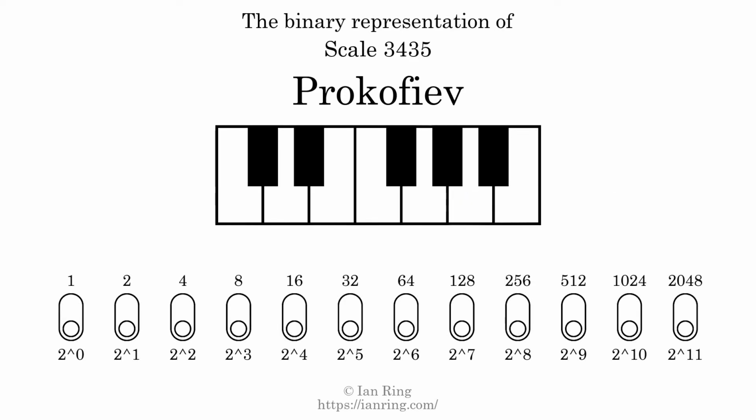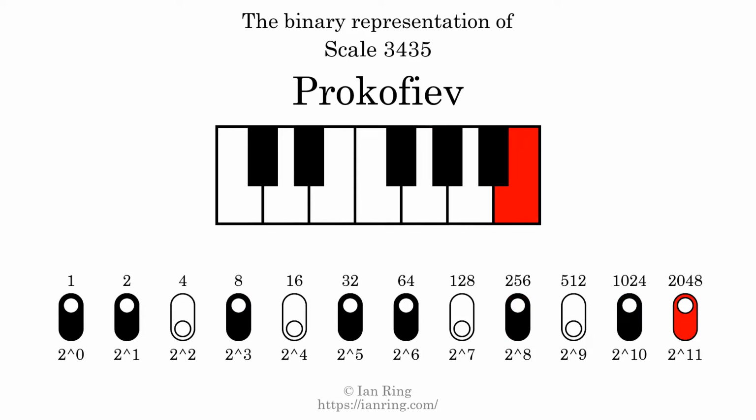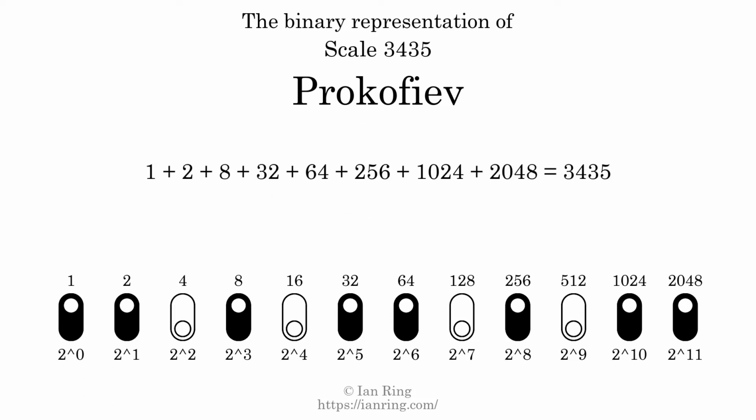The binary representation of this scale is determined by mapping tones of the scale to binary digits. Each binary digit represents a power of 2. To get the scale number, we add the powers of 2 together. The powers of 2 that are present in the scale, all added together, equals 3435. That is why the scale number, in decimal, is 3435.